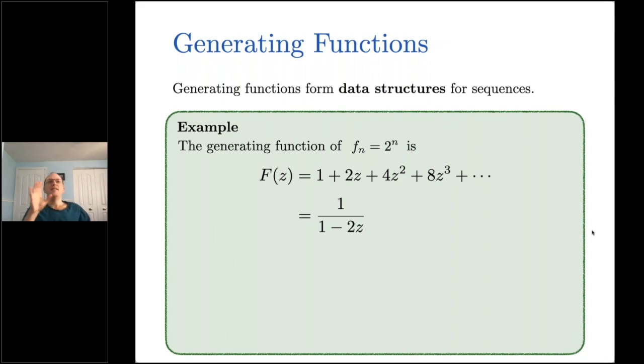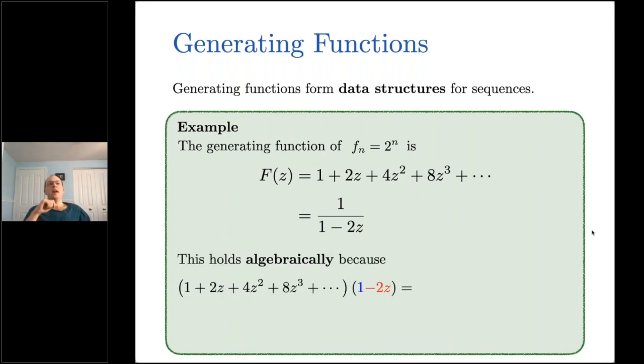Now, why is this true? There are a few reasons. First of all, this holds algebraically. What does it mean if this infinite series is equal to 1 over 1 minus 2z? Well, it means that if I take that infinite series and multiply by 1 minus 2z, I should get 1. And indeed, if you expand it out, when I take the infinite series and multiply by 1, I get the infinite series back.